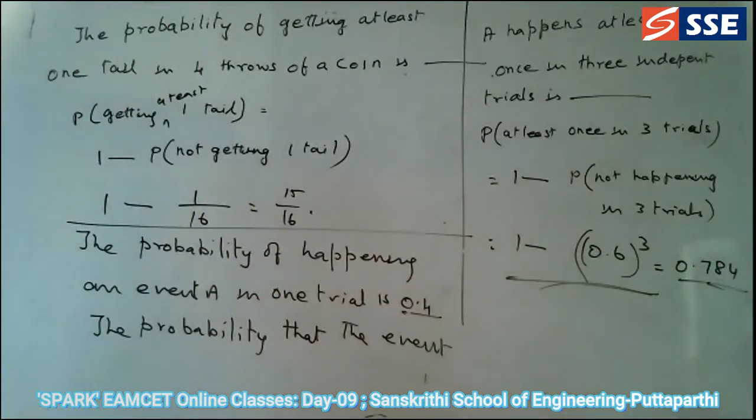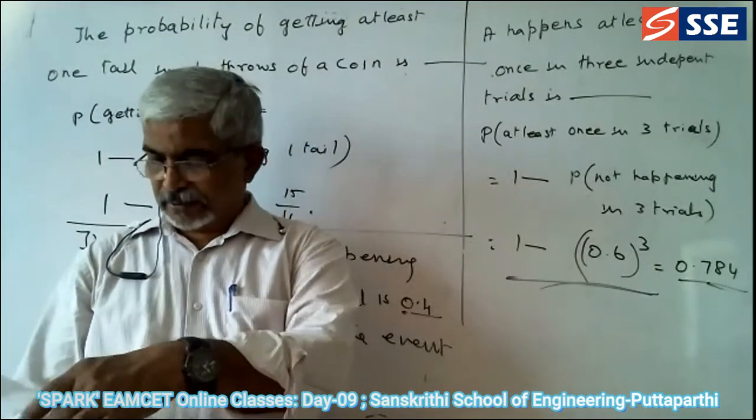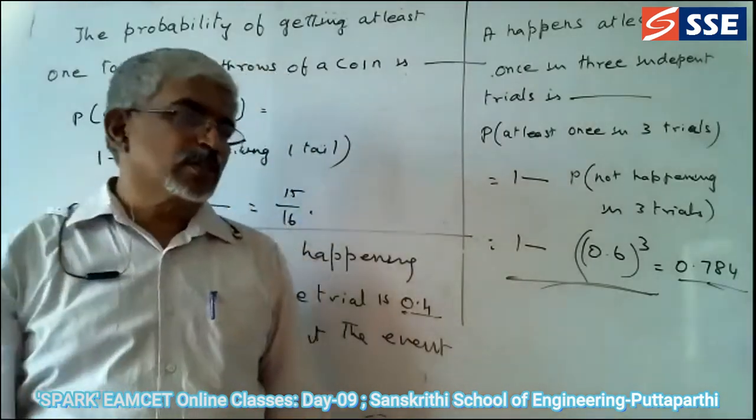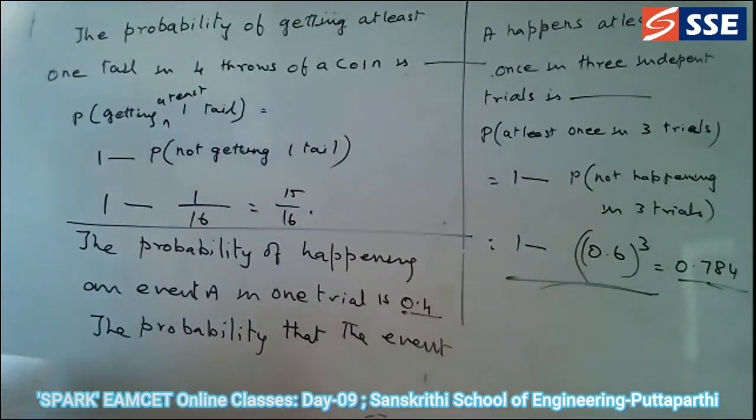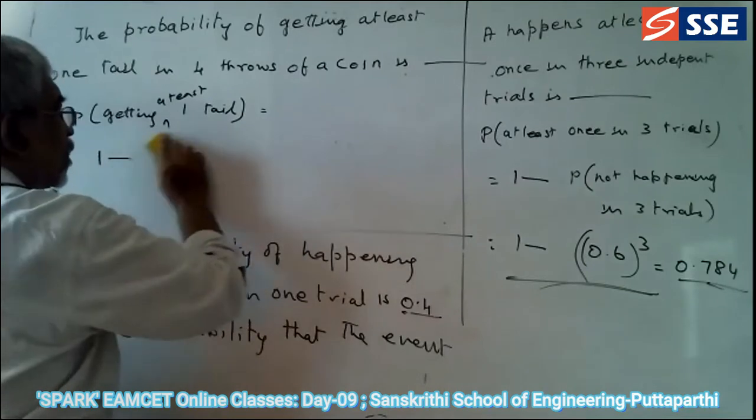So this is one way. Always check this when the problem is given. If the direct way is too long, the reverse process, 1 minus that probability, is very easy. So now let us go for another problem on this.